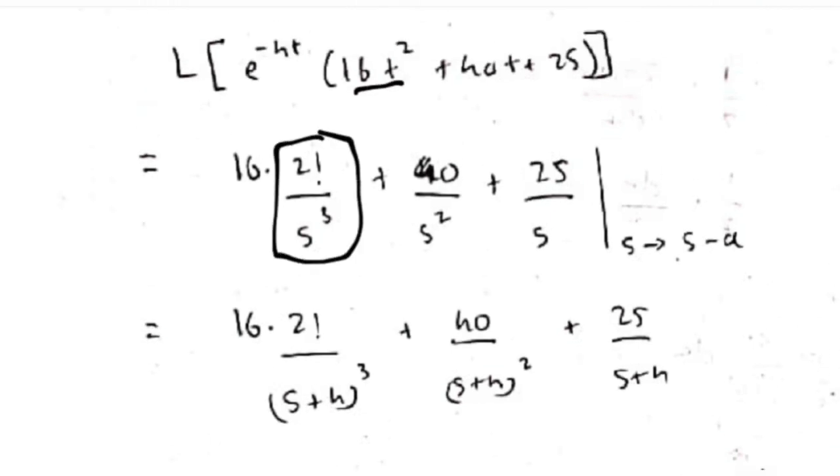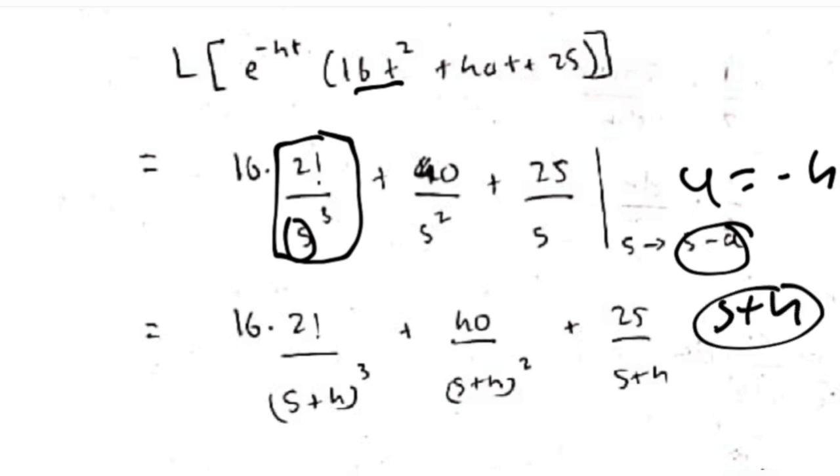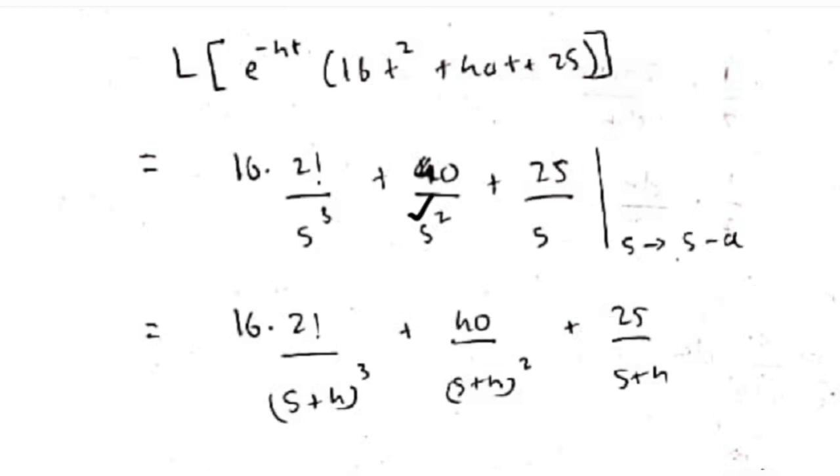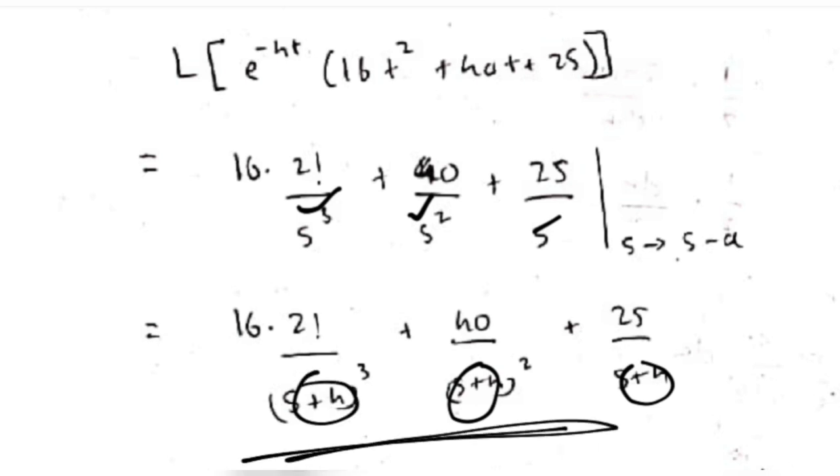Okay, and instead of s we have to write s minus a, so a is minus 4, right? So s minus a will be s plus 4. So instead of s we will substitute s plus 4. Wherever we have s here, at all places we will substitute s plus 4. Okay, and this is the final answer.